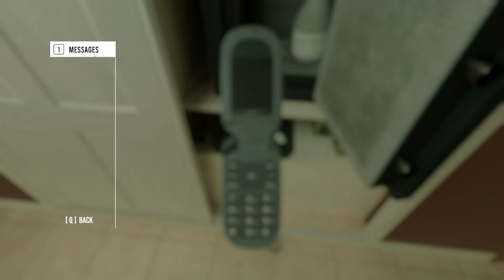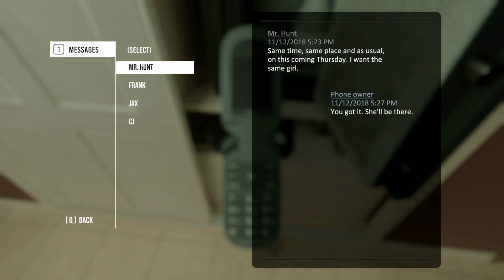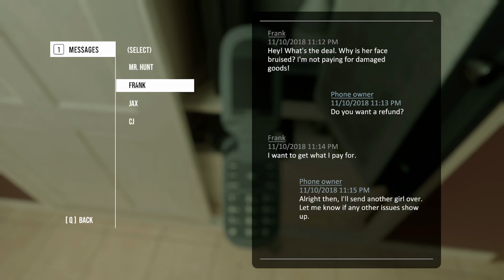Another phone. Messages. Mr. Hunt. Same time, same place, and as usual, on this coming Thursday, I want the same girl. 12th of 11. You got it. She'll be there. I'm guessing this is Molly. About Molly. Hey, what's the deal? Why is her face bruised? I'm not paying for damaged goods. Do you want a refund? I want to get what I pay for. Alright, then I'll send you another girl over. Let me know if any other issues show up.